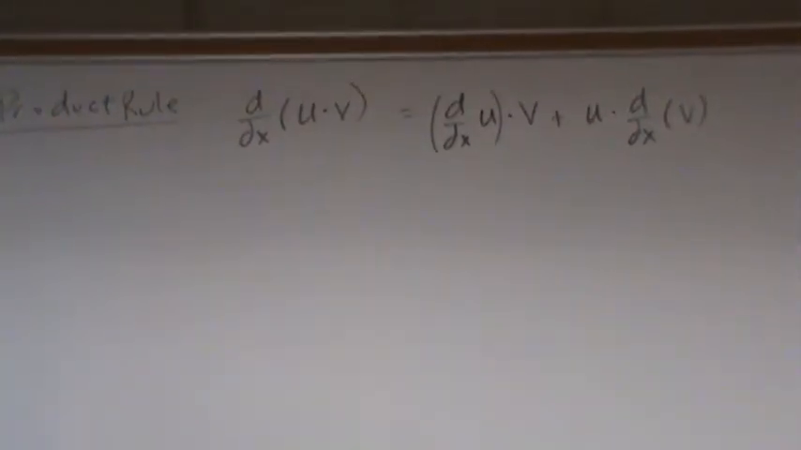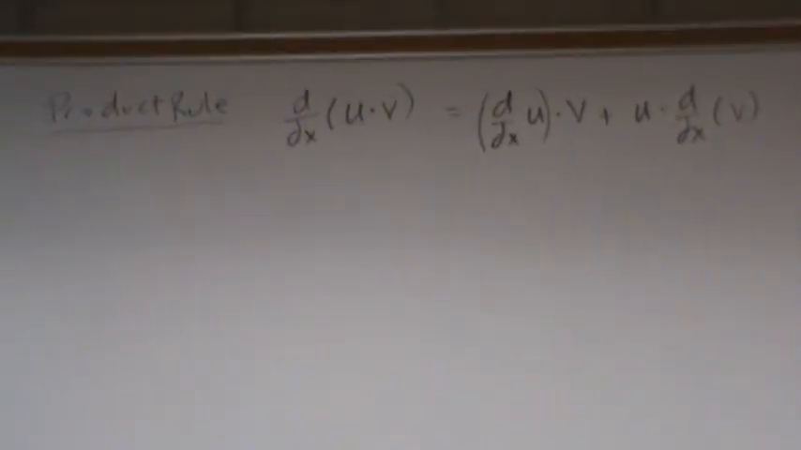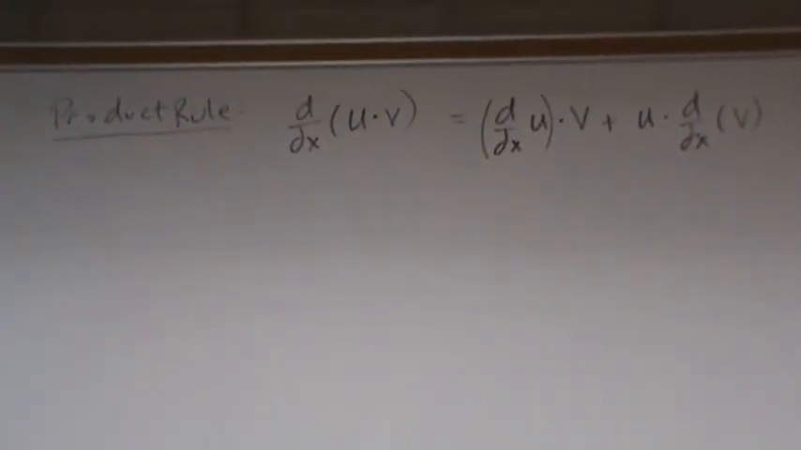Do you remember doing that? Yes. Well, if you didn't, that's fine. That's what you're gonna do. The derivative of the first times the second plus the first times the derivative of the second. That's the product rule. That's how you get the derivative of the product of two quantities.